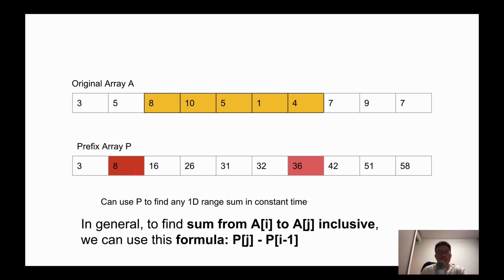And we can actually generalize this idea. So let's say we want to find the sum of elements from the ith index to the jth index, we can actually use this formula.